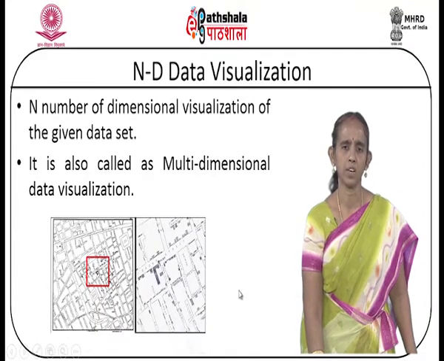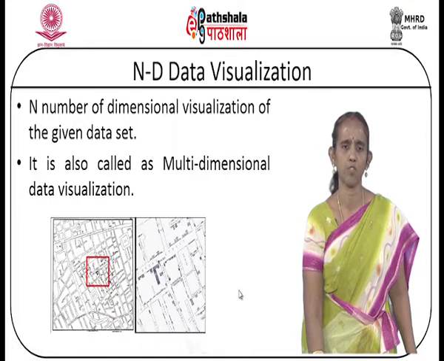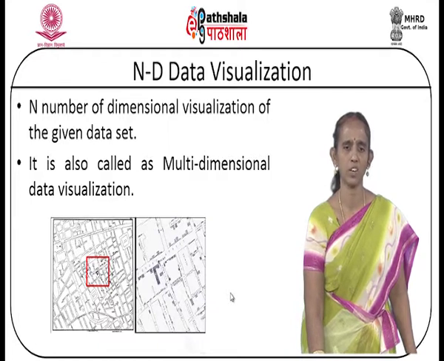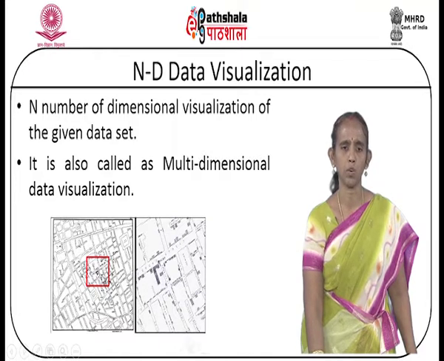Next one is n-dimensional data visualization. In n-dimensional data visualization, there are n number of dimensions for a given data set. The other name for n-dimensional data visualization is multidimensional data visualization. Here are two different examples of n-dimensional data, wherein there are various attributes associated with the data, with respect to the place of the data, the name of the data, the location of the data and all these things. So these are represented as n-dimensional data.